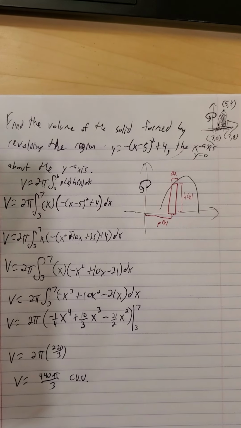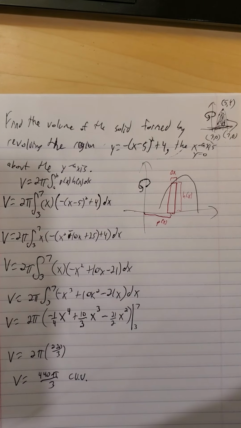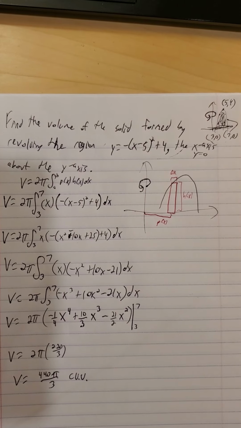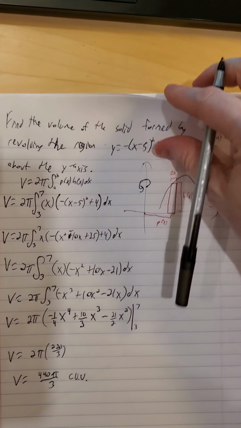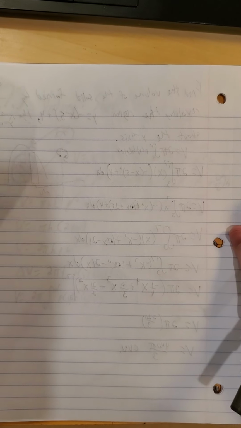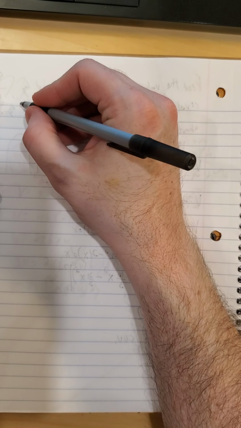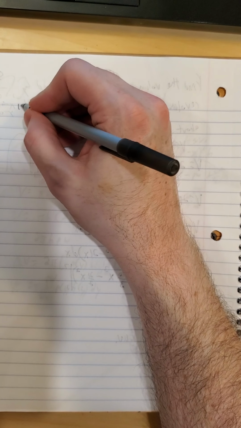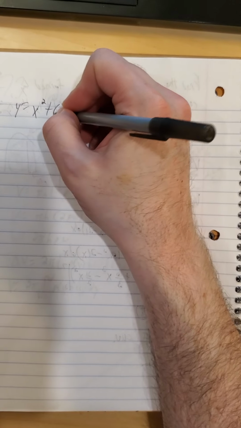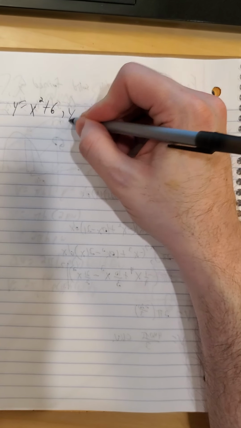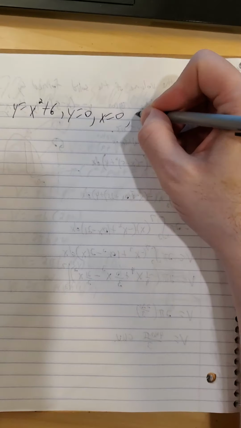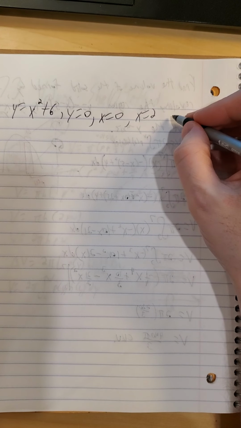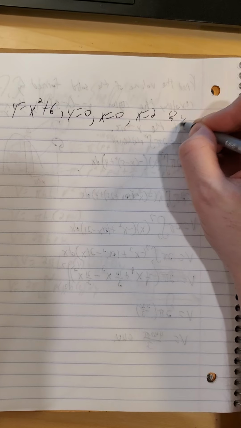All right, let's see. Go back to that one if we can. All right. So our next one, we're going to work with something that we saw already in section 7.2. So if you'll recall, when we did the problem involving y is x squared plus 6, y equals 0, x equals 0, x equals 2, and we were revolving about the y-axis.